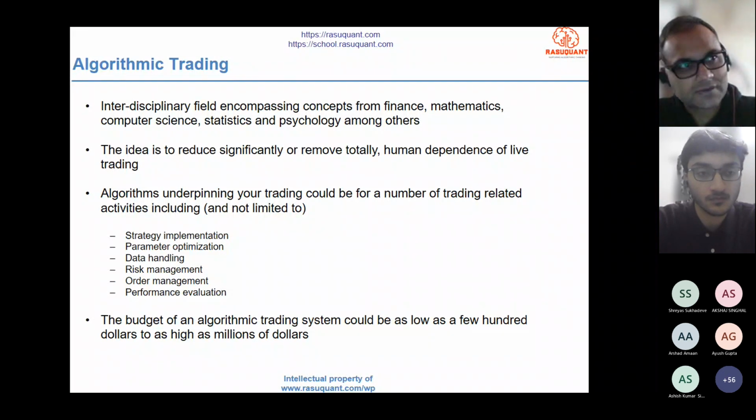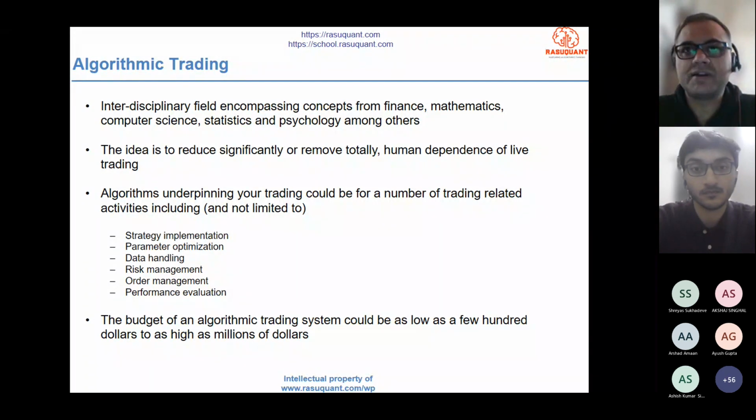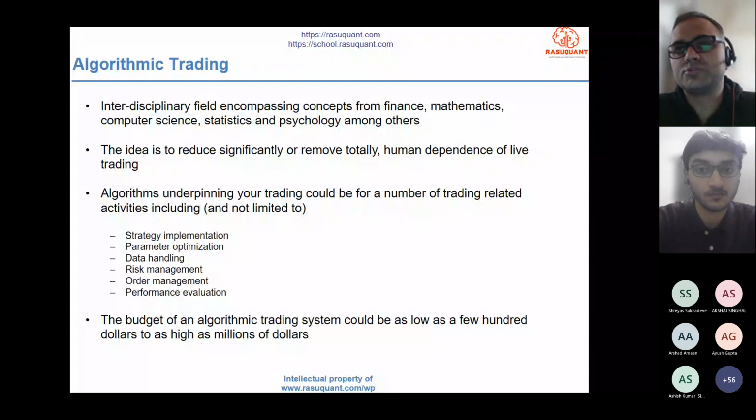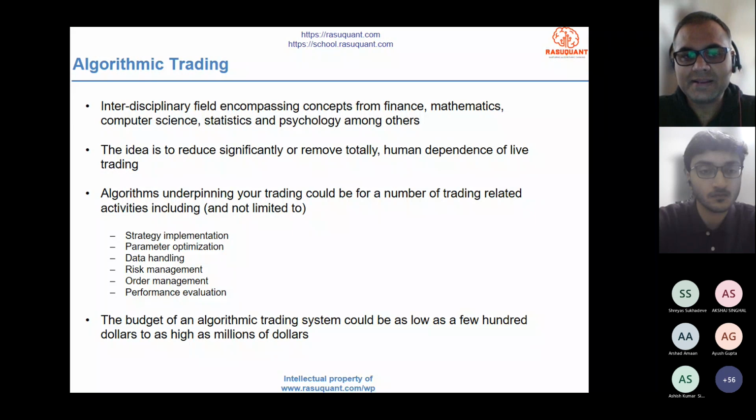But again, different firms use different levels of algorithms in their trading. Someone might only be using algorithms for their strategy implementation, and everything else is manual. Or someone may be using algorithms only to optimize certain aspects of the strategy, and everything else is manual, right? So it depends on what part of your trading you are using algorithms for. And you can still call yourself an algorithmic trader as long as you have computer programs interacting with your trading strategy.